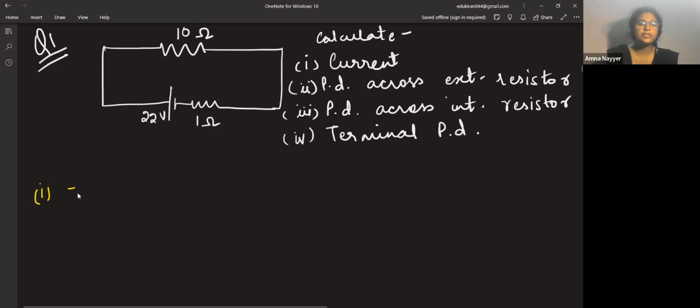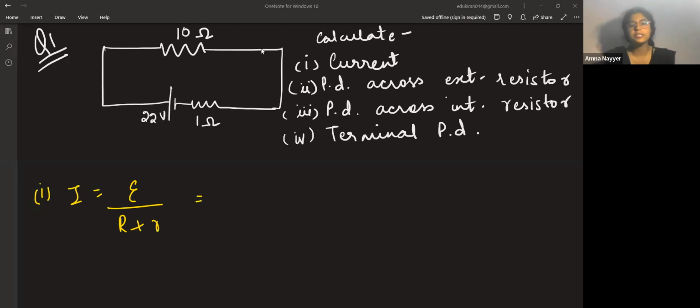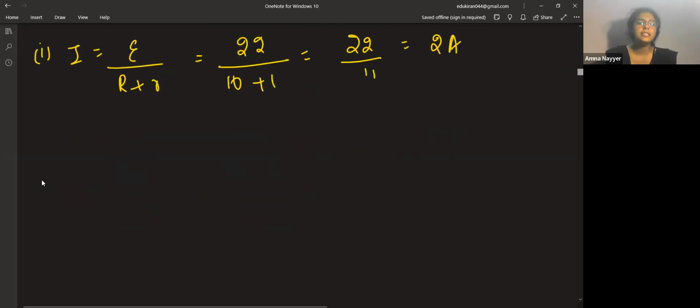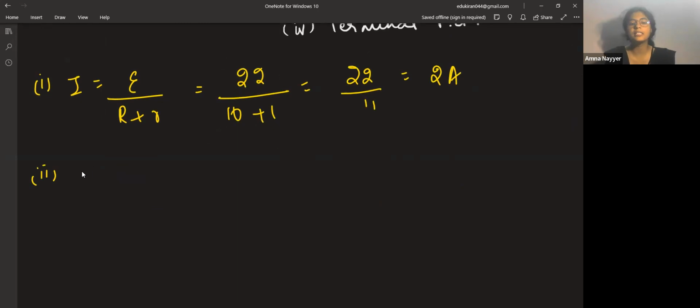See, for the first part, I is equal to E divided by R plus r. So EMF is given as the terminal potential difference. Very good. Perfect. So this is 22 divided by 10 plus 1. So 22 by 11, which is 2 amperes, first part. Second part, the potential difference across the external resistor. This is across the external resistor, equal to I into R. So current is 2, external resistor is 10. So that becomes 20 volt.